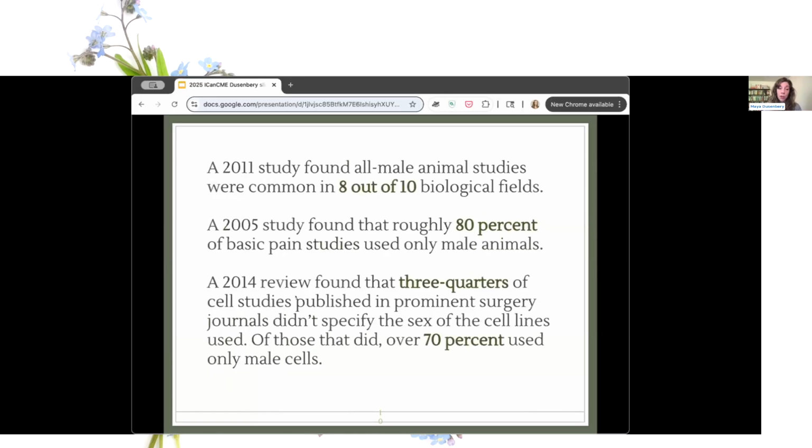So in neuroscience, for example, there are over 5 times as many studies that used only males as only female test subjects. And males are the norm even when it comes to research on conditions that disproportionately affect women. So women make up a majority of chronic pain patients, and yet 80% of basic pain studies test only male rodents.